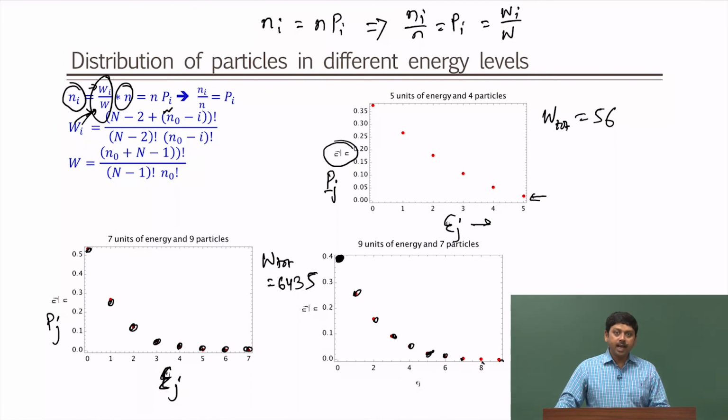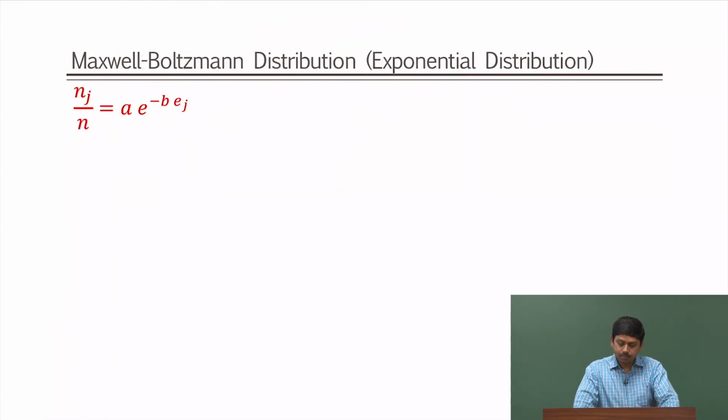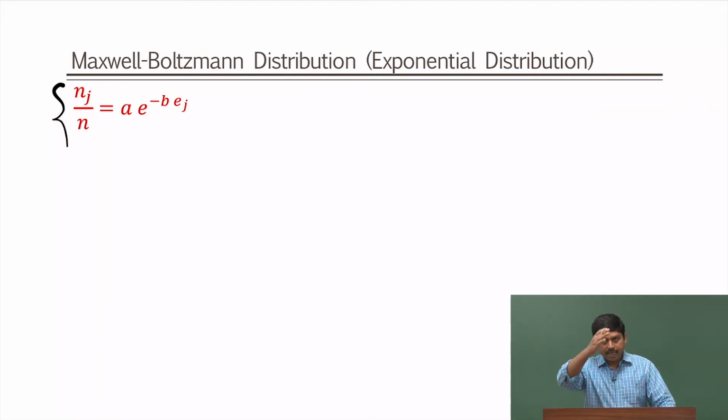So, there of course, the statistics will be much better. Here, even with such a small number of particles and such small units of energy, we can still see a pattern. What kind of pattern is it? In order to know that, we have fitted this to some numerical equations, and that equation is typically an exponential equation, because that is an exponentially decaying graph, we can visually see that.